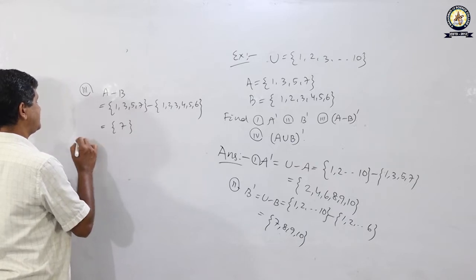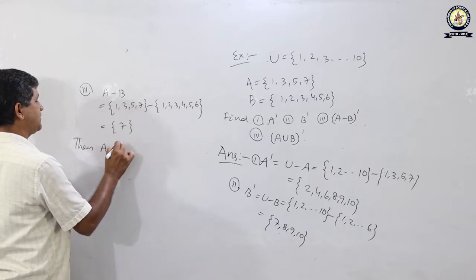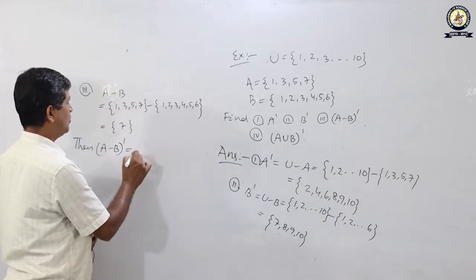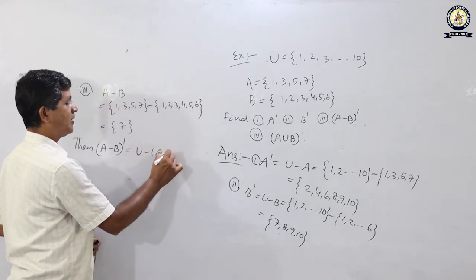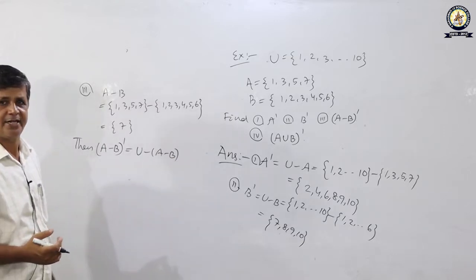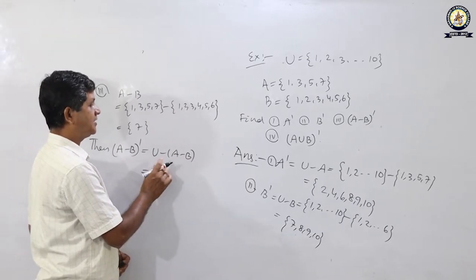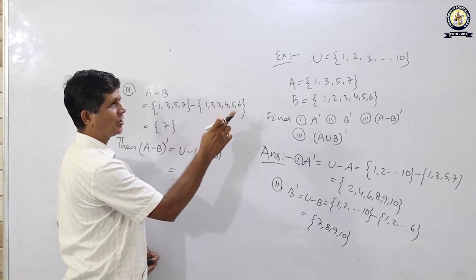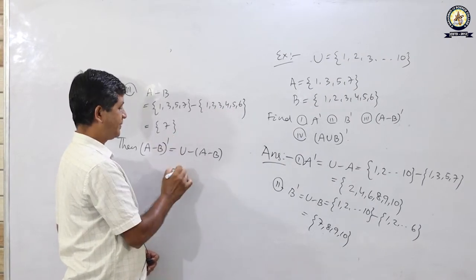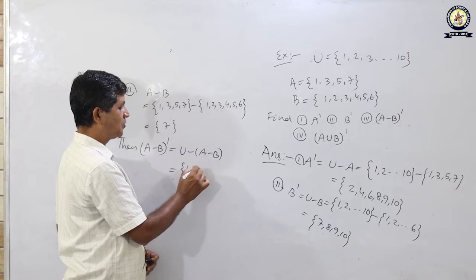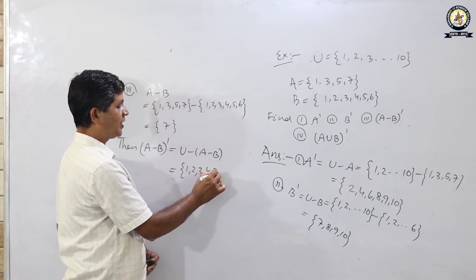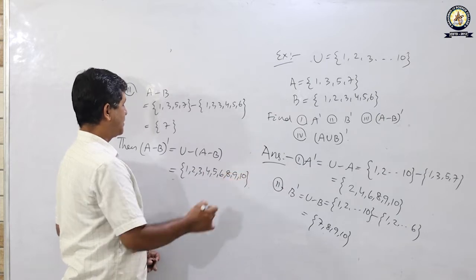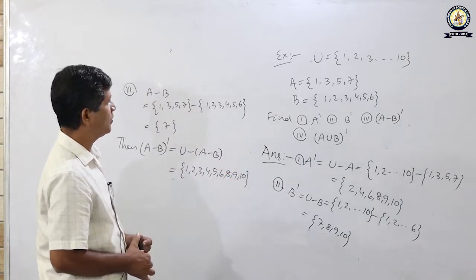Then A difference B whole dash means U difference A difference B. Out of 1 to 10, we eliminate just 7. So the elements are 1, 2, 3, 4, 5, 6, 8, 9 and 10. This is A difference B whole dash.